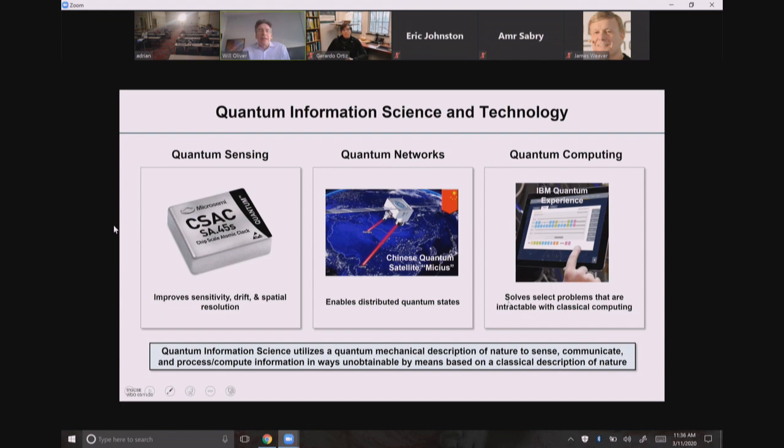But before we get into that, let me note that quantum information science and technology in general refers to an array of technologies: quantum sensing, quantum networks or quantum communications, and of course quantum computing. In a nutshell, quantum information science utilizes a quantum mechanical description of nature to sense, communicate, or process information in ways that basically are unobtainable by a classical description of nature. It's a wide-ranging technology, but I'm going to focus on quantum computing today.